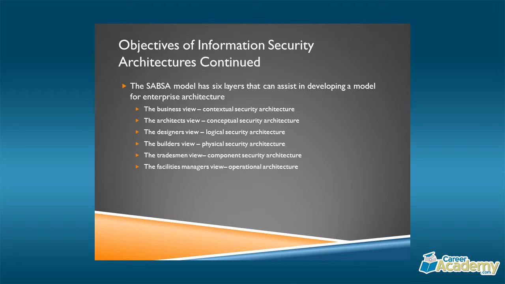Now, one of the things we can look at is the SABSA model. It has 6 different layers that can help us in developing a model for an enterprise architecture. Looking at these different layers, it defines some of the layers as the business view. The business view is the contextual security architecture that we're going to use. The architect's view would be the conceptual security architecture.